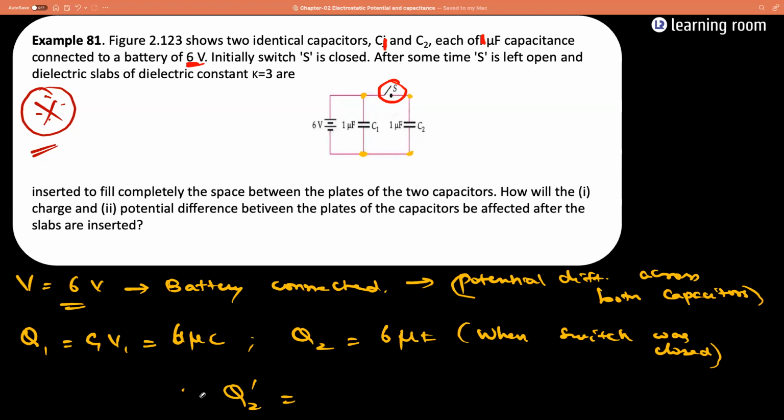So after the dielectric is inserted, when the battery is connected, what will happen to the charge? Q1 dash will be equal to kappa times C1 into V1. So it is going to become 18 microcoulomb. Am I clear, guys? If somebody is not clear, please get it clarified. Why I wrote that 18? Kappa is 3, C1 into V1 is 6, so 3 into 6 is going to give you 18 microcoulomb.